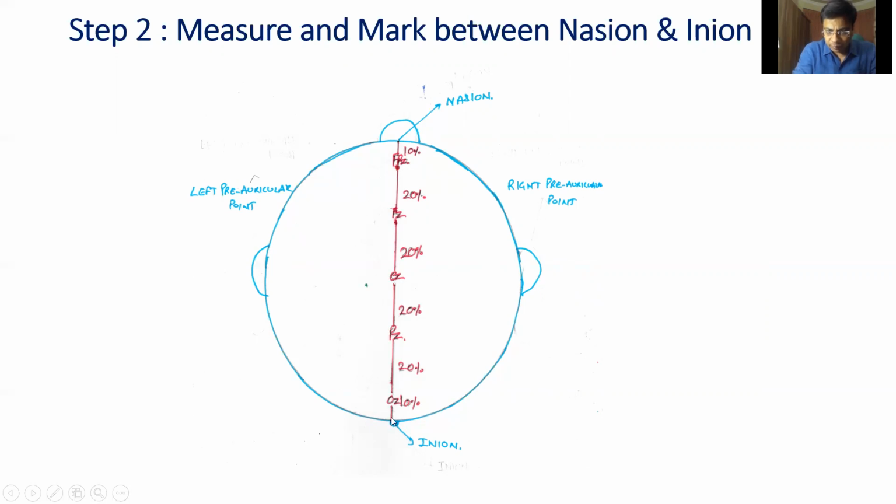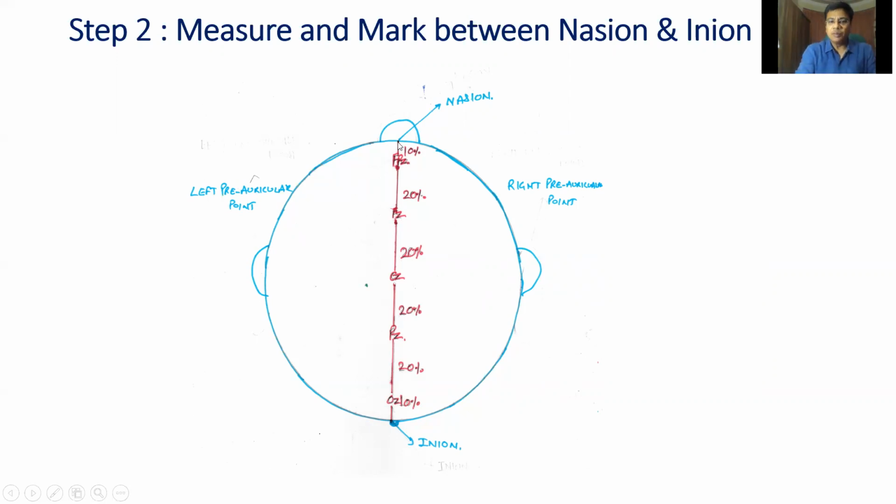Now, moving from inion forward: inion to OZ is 10%, OZ to PZ is 20%, PZ to CZ is 20%, CZ, the most important location I told you, to FZ is 20%, FZ to FPZ is 20%, and FPZ to nasion is 10%.